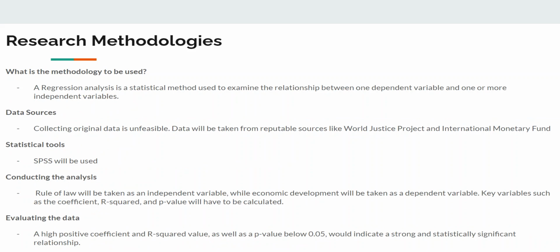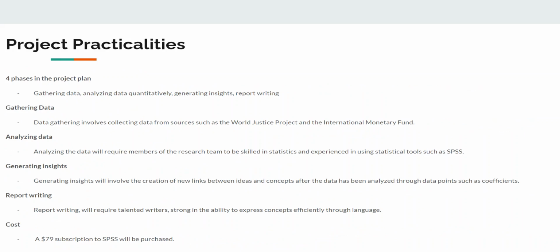To conduct the analysis, rule of law index will be taken as the independent variable, while GDP PPP per capita will be taken as the dependent variable. The coefficients R squared and p value will have to be calculated. A high positive coefficient and R-squared value as well as p-value below 0.05 would indicate strong and statistically significant relationship.